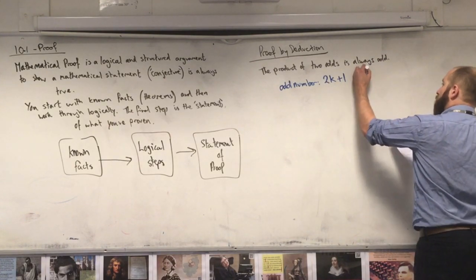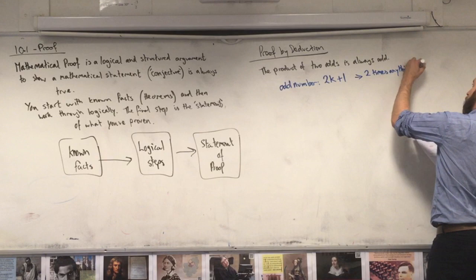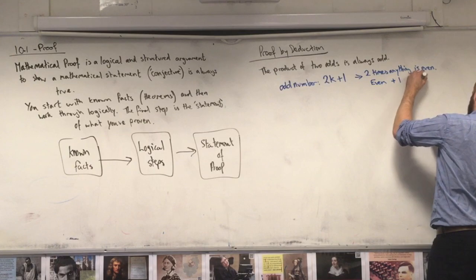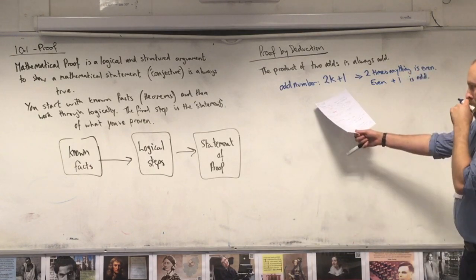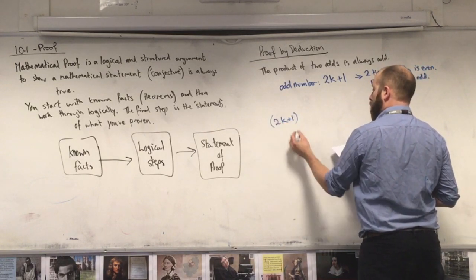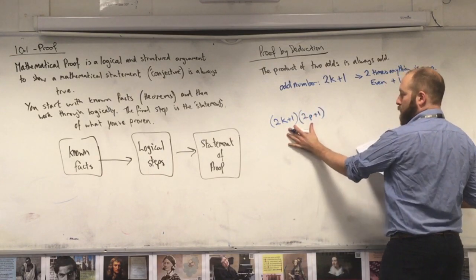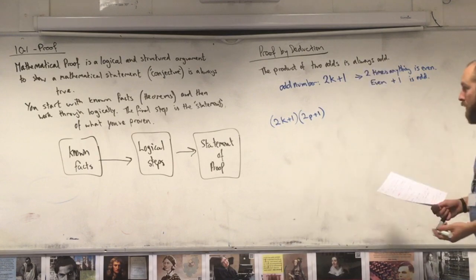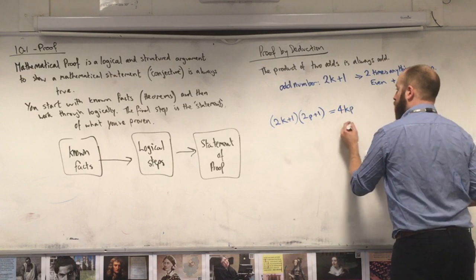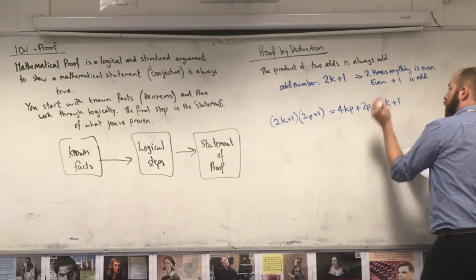So 2 times anything is even, even plus 1 is odd. So that's an odd number. So we can say the product of two odds, well there's one odd, 2k plus 1. Let's have another odd, 2p plus 1. And we'll expand these brackets and see if our result is always odd. So we get 4kp plus 2p plus 2k plus 1.